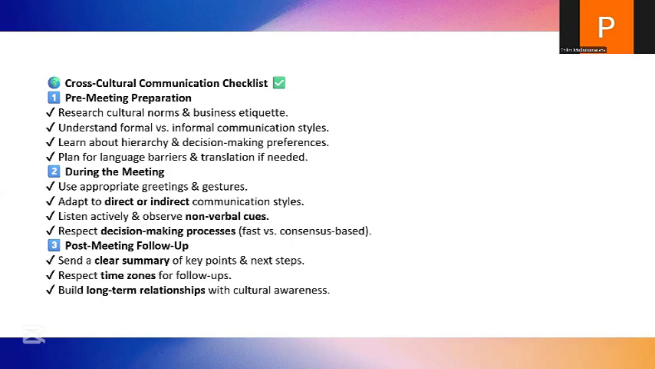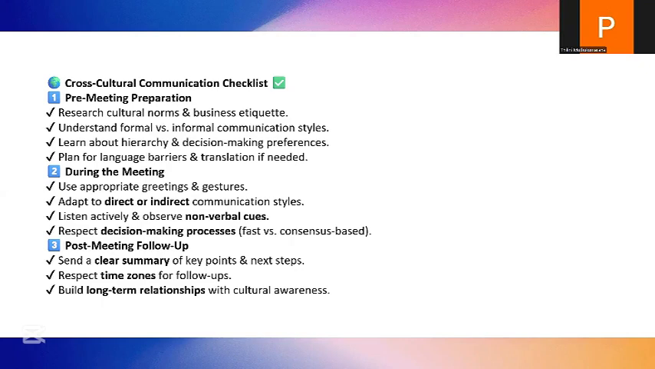And then you have to understand formal and informal communication style. Depending on the cultural norm, you may have to switch according to their preferences. And also, you may have to learn about the hierarchy and decision making preferences. And finally, before you're going to have the meeting, you have to plan for the language barriers, right? Make sure you use simple language. And if translation is needed, you have to provide that as well.